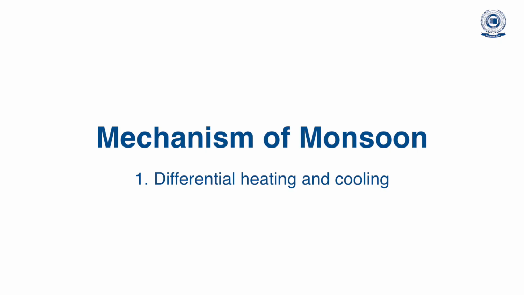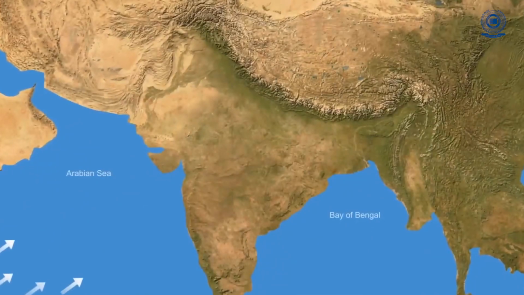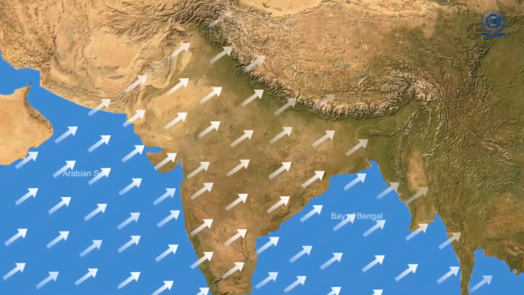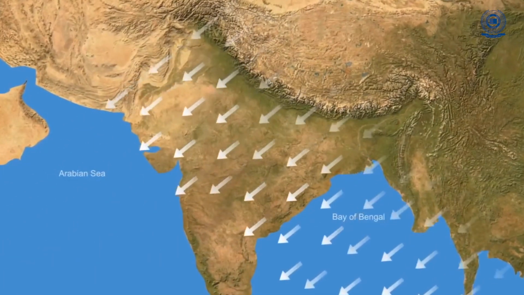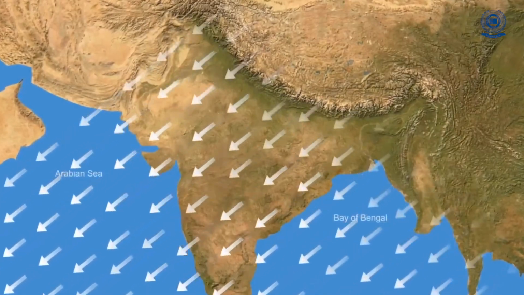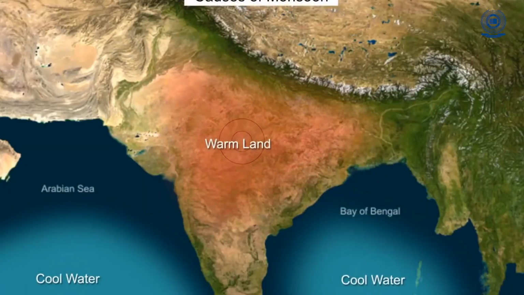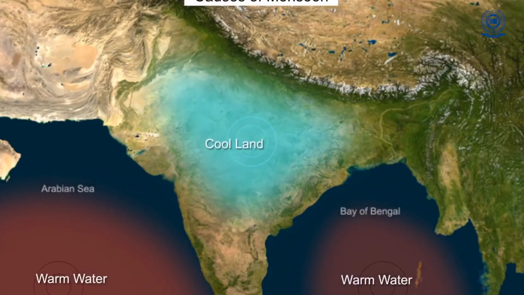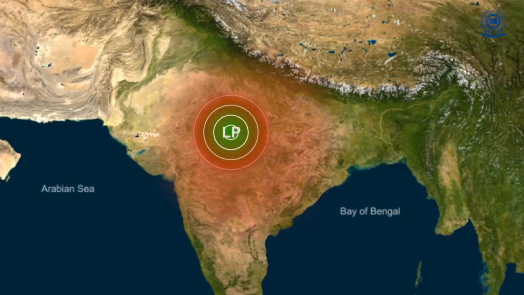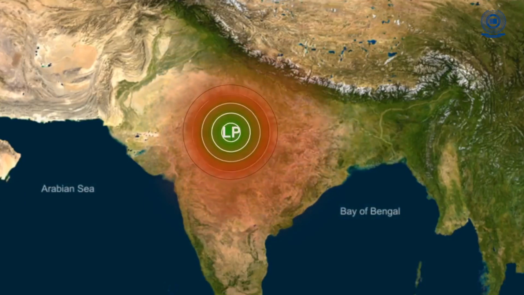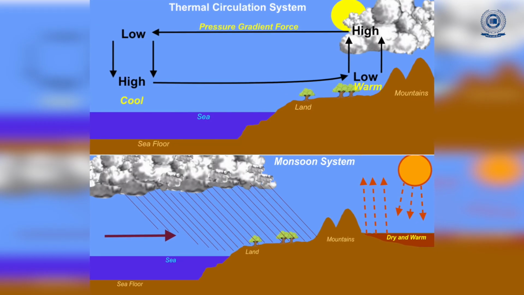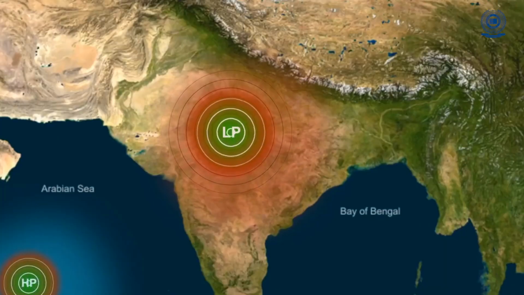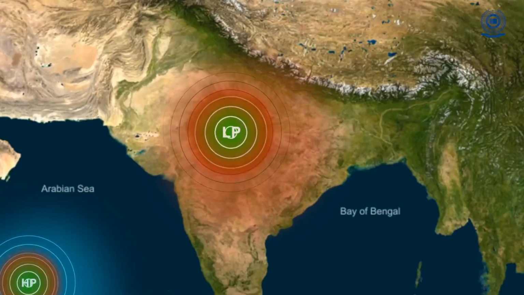Number 1. Differential heating and cooling. India is surrounded by Arabian Sea and Bay of Bengal. The monsoon happens due to the differences in temperature of land and sea. During summer, in month of May-June, the northern hemisphere is hot due to high temperatures. The land mass gets heated up quickly and can lose heat rapidly, on contrary to the water bodies that heat slowly and can retain heat for longer duration. This creates a temperature difference between land and sea. The land develops low pressure and high temperature, whereas the sea develops high pressure and low temperatures comparatively.